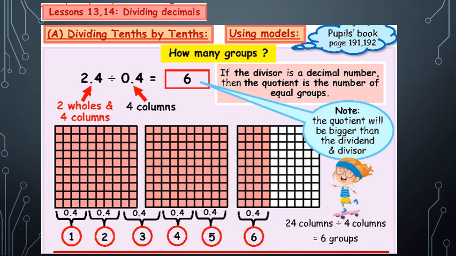4 columns, 4 columns, 4 columns, 4 columns, 4 columns. 4 tenths, 4 columns, then we get 6 groups of 4 tenths. So the quotient of 2 and 4 tenths divided by 4 tenths equals 6.